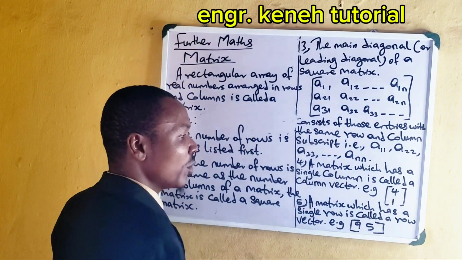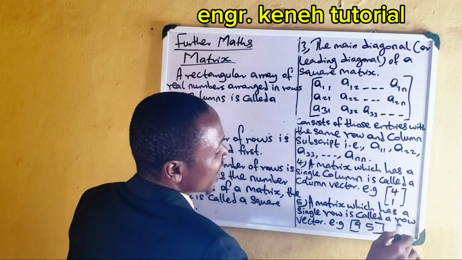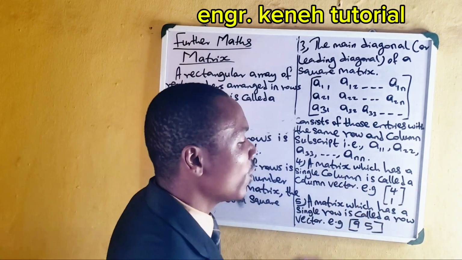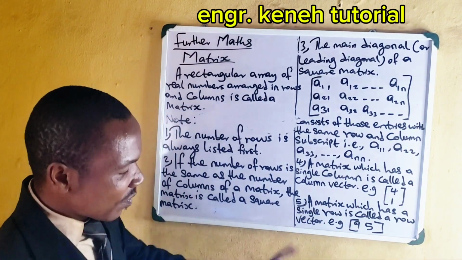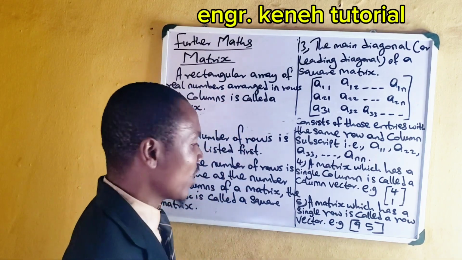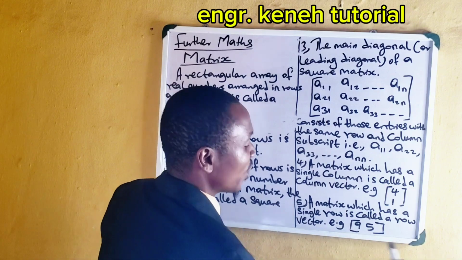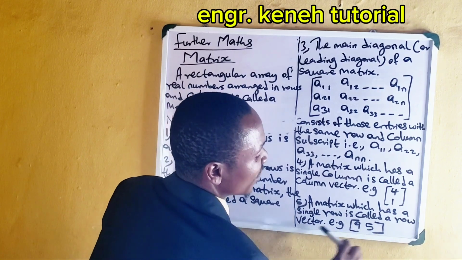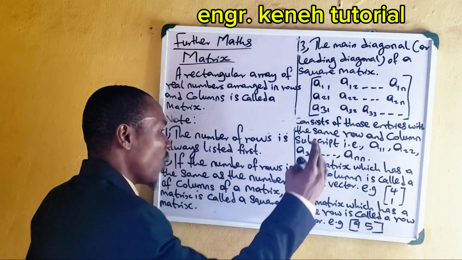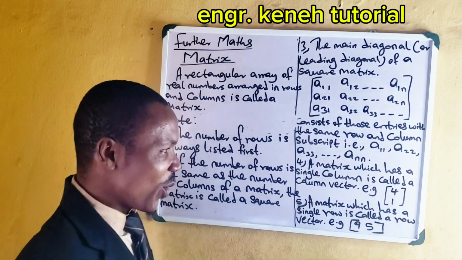Look at the example given to us. I told you that the column is the vertical one. When you look at this, you notice that we have only one column. That is why this can be called a column vector. Likewise here, if we have only one row, we call it a row vector. I told you a row has to do with the horizontal one. As you can see, we have only one row. That is why this can be called a row vector. One column, a column vector. One row, a row vector.